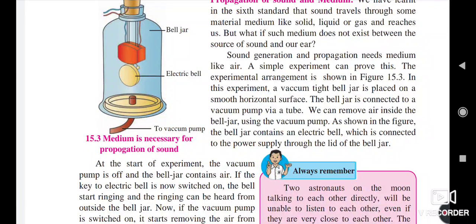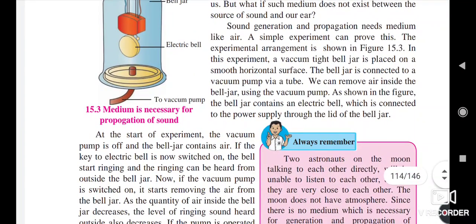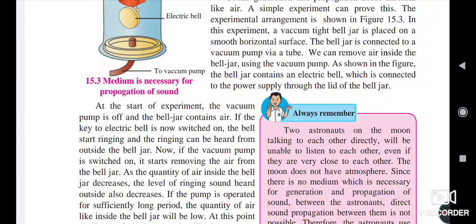At the start of the experiment, the vacuum pump is off. The bell jar contains air. If the key of the electric bell is now switched on, the bell starts ringing and the ringing can be heard from outside the bell jar. Now, if the vacuum pump is switched on, it starts removing air from the bell jar. As the quantity of air inside the bell jar decreases, the level of ringing sound heard outside also decreases.